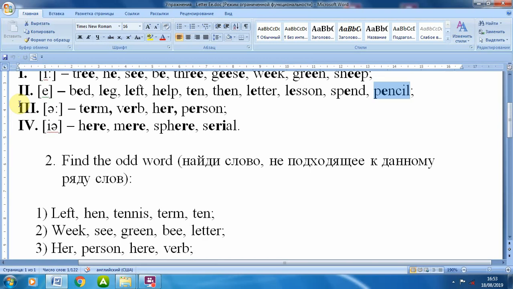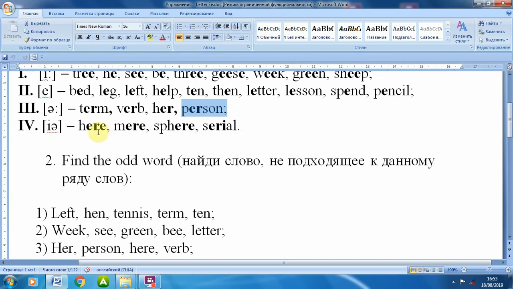In the third syllable, it is E, R, plus a consonant sound. It is pronounced like R. So let's read: term, verb, her, person.